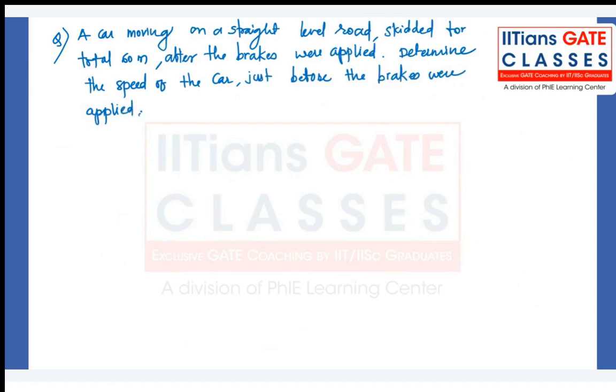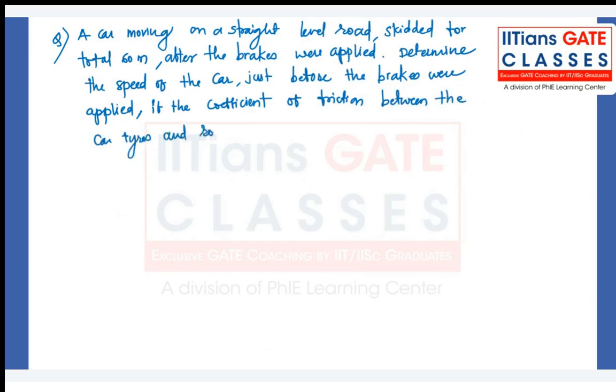Okay, full stop. If the coefficient of friction between the car tires and the road is 0.4. So they are asking you to calculate the speed in kmph. The answer should be in kmph. So try to solve this.